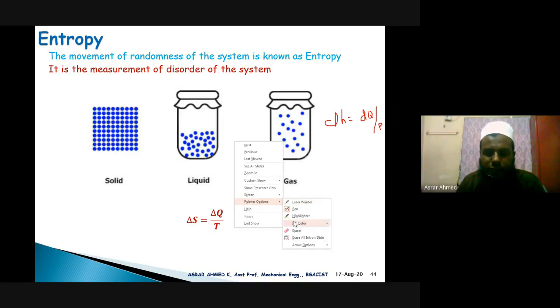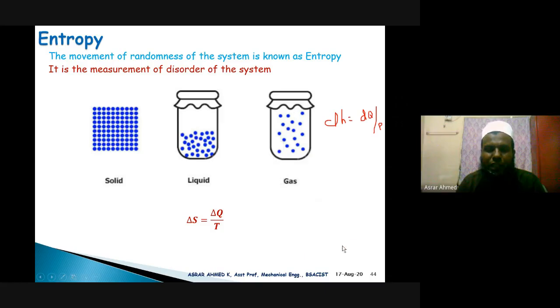Del S is here the entropy change. So what is the entropy before the process and what is the entropy after the process? Suppose we are heating the gas. S1 will be the entropy before heating, S2 will be the entropy after heating. So the change in entropy is equal to the heat supplied divided by the temperature. That is the equation for entropy change.